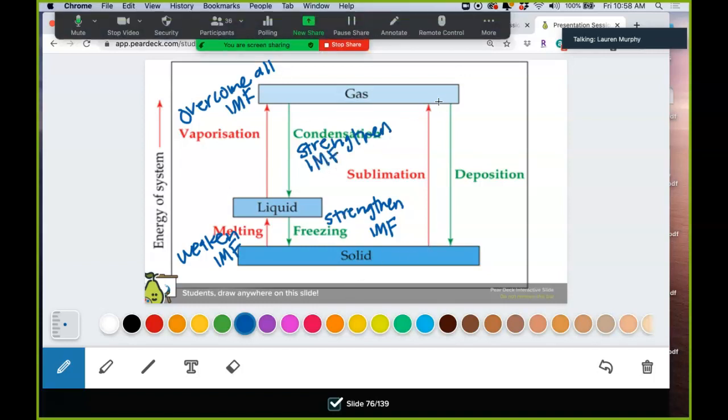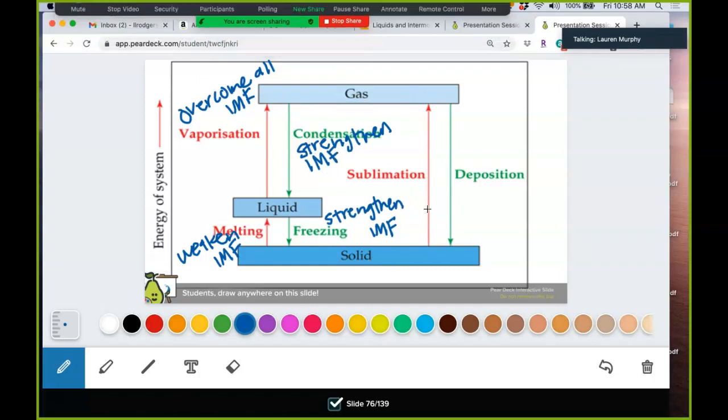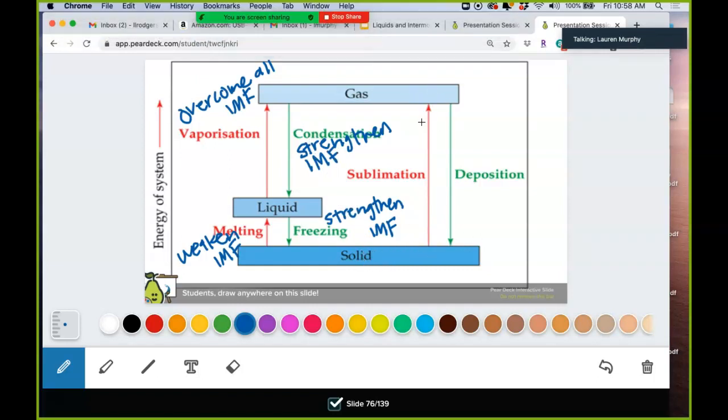Now, sublimation is a solid straight to a gas. Dry ice does sublimation, okay? It goes from a solid straight to a gas, completely skipping the liquid phase. So from solid to gas, and during sublimation, we completely overcome all intermolecular forces holding the solid together.